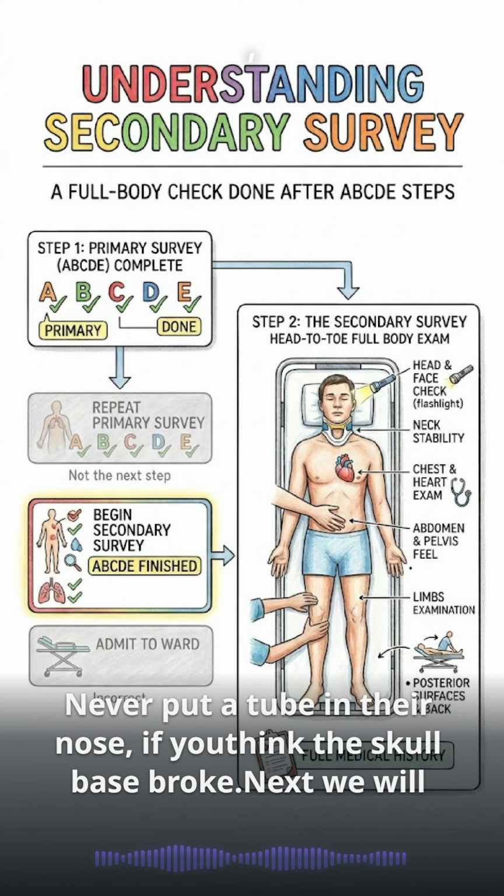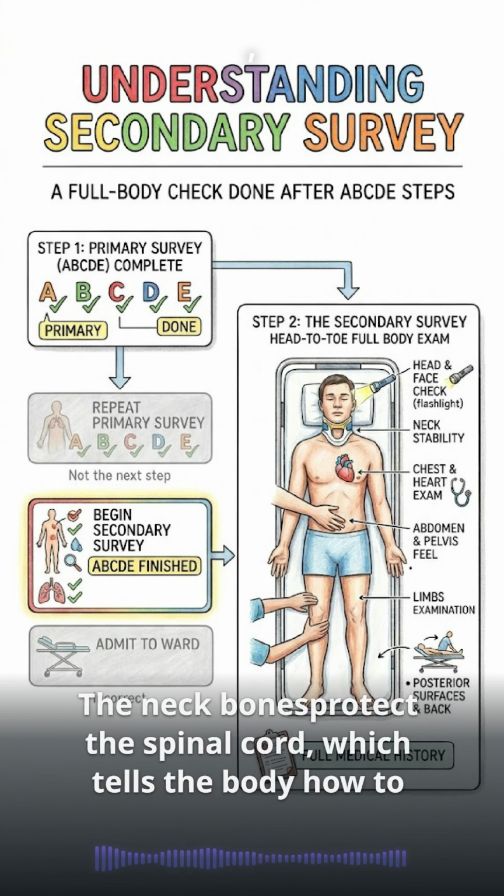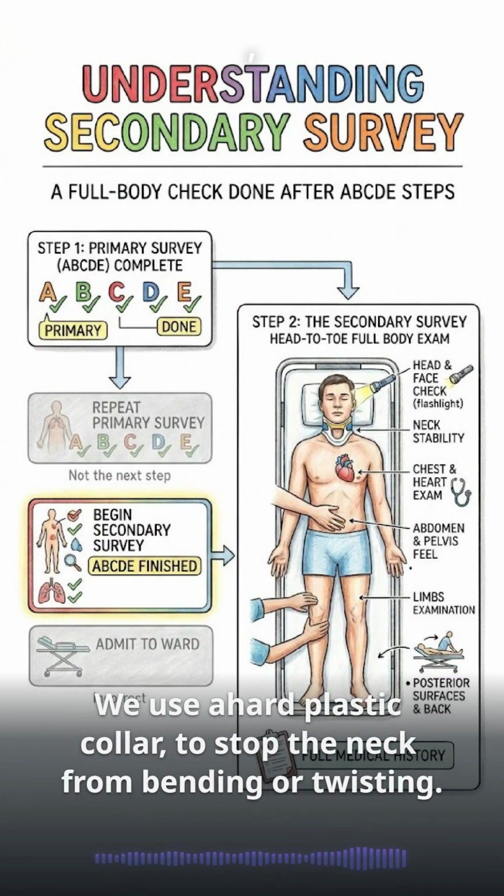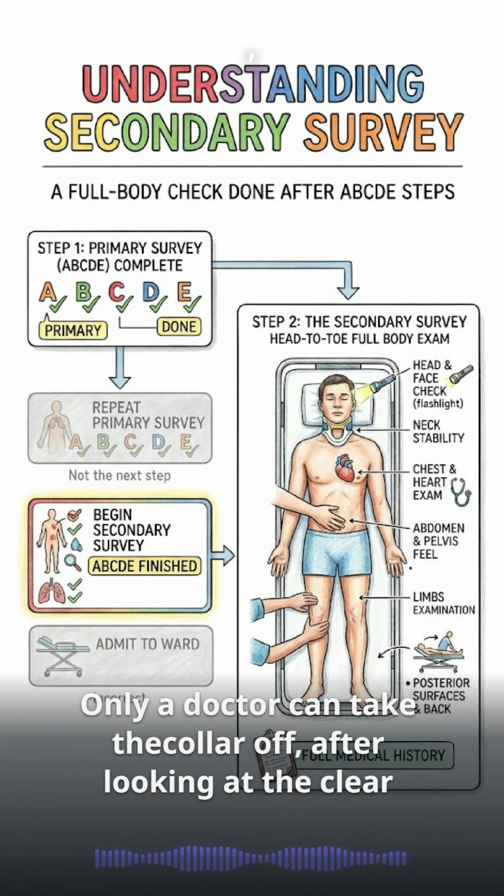Next we will look at neck injuries, which can happen in a bad crash. The neck bones protect the spinal cord, which tells the body how to move. If the neck bones break apart, the spinal cord can get cut or crushed. You must keep the neck totally still until a doctor checks the bone pictures. We use a hard plastic collar to stop the neck from bending or twisting. Only a doctor can take the collar off after looking at the clear X-rays.